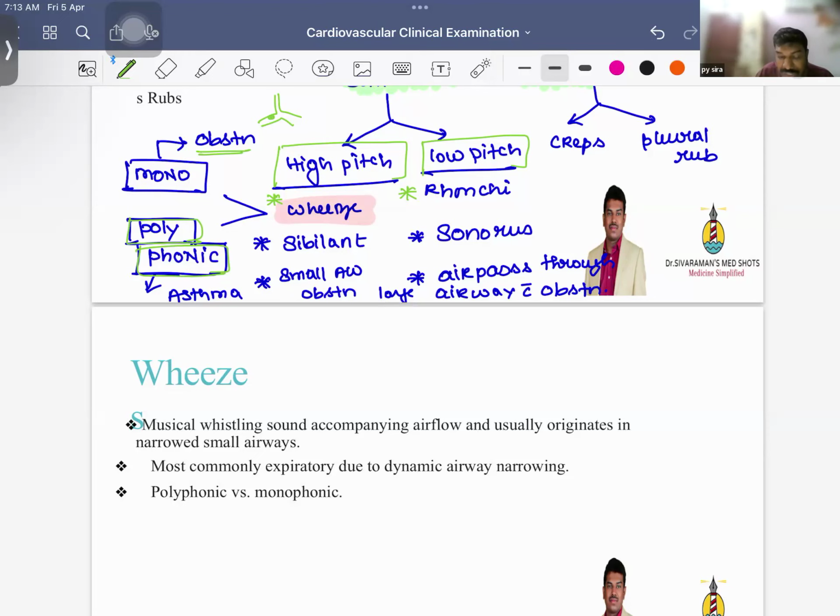It can also be further classified into sibilant and sonorous. Sibilant means small airway obstruction, sonorous means large airway obstruction. Sibilant, meaning small, is small airway obstruction. Sonorous is louder, large airway obstruction. So this is one way of classification.